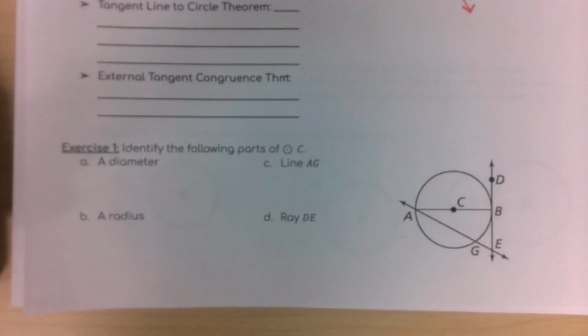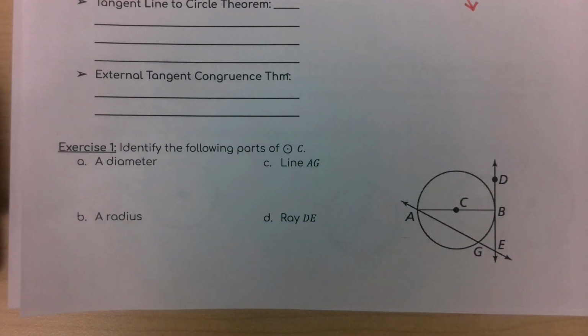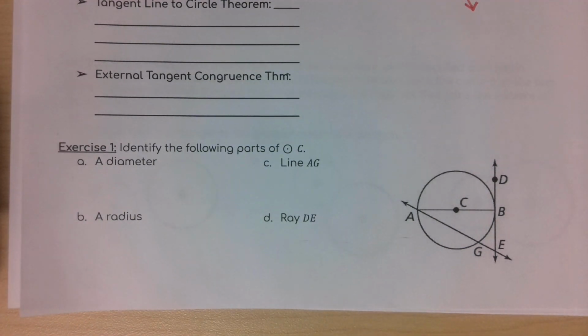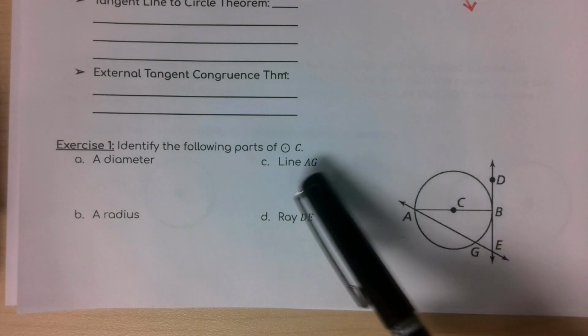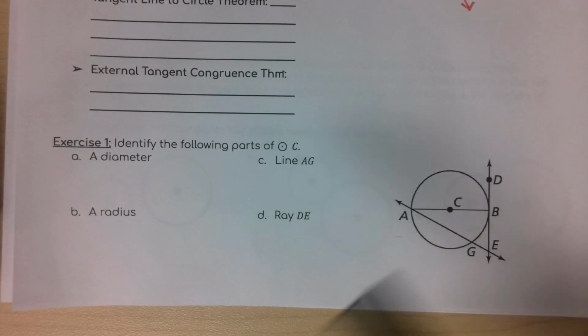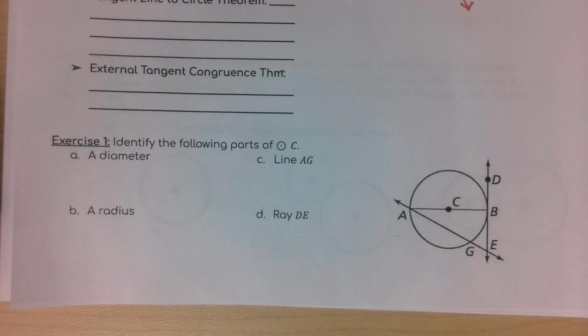I want you to pause the video and see for yourself if you can pick out which lines, segments, and rays match up with the descriptions here. Then, for these two, you're going to give what part of a circle each of these are. Is it a radius? Is it a tangent? Is it a diameter? Is it a point of tangency? Pause the video here and see how you do.